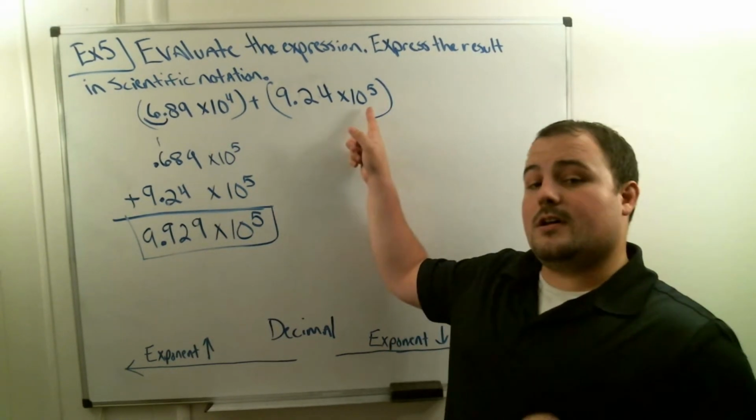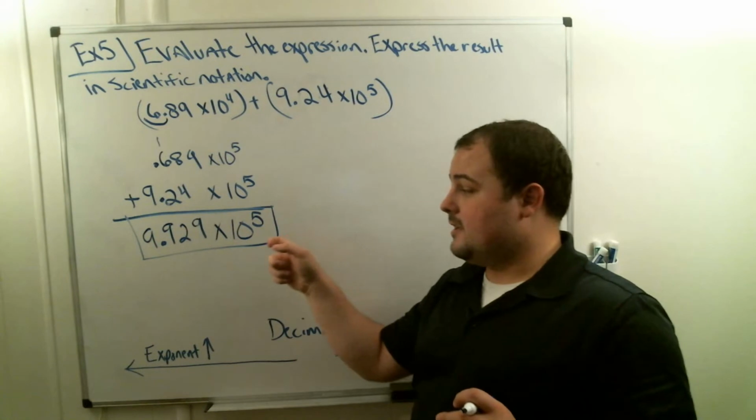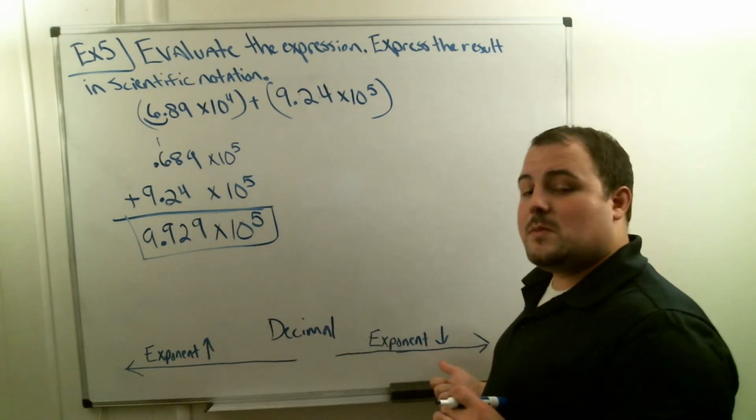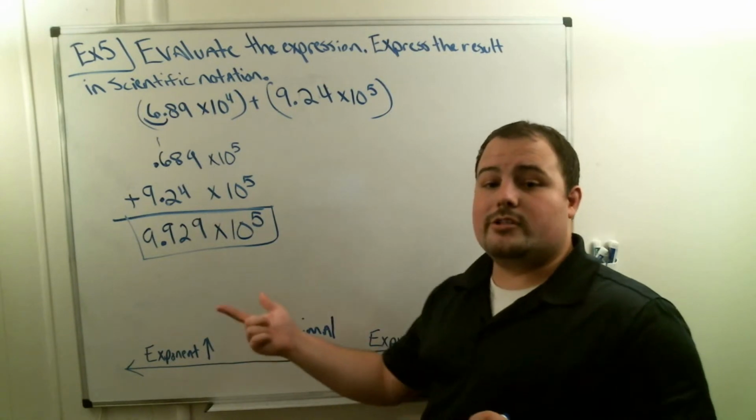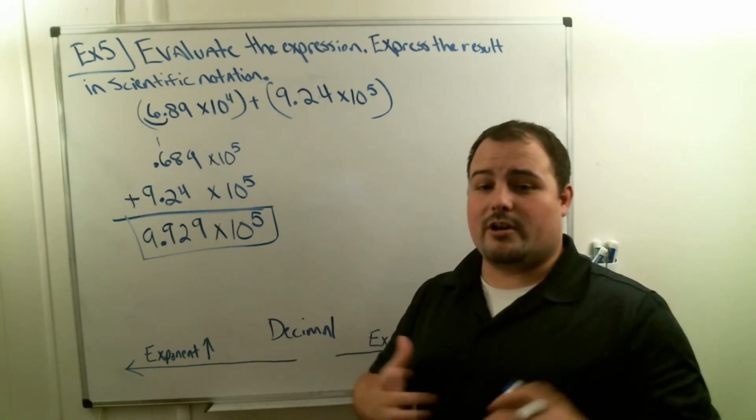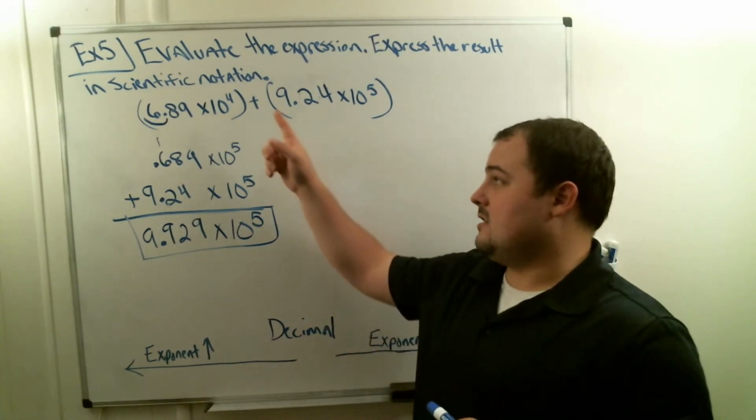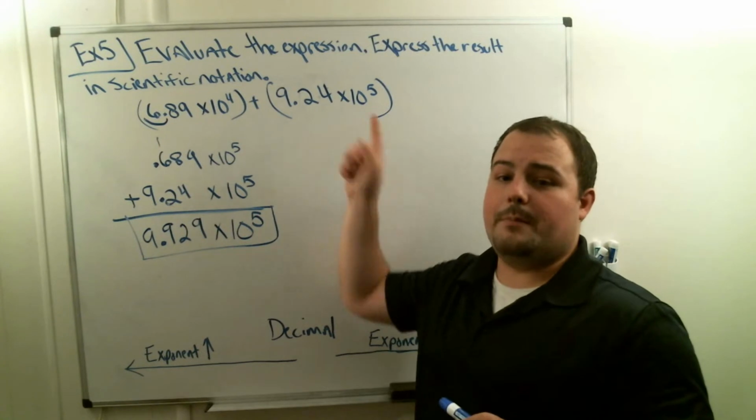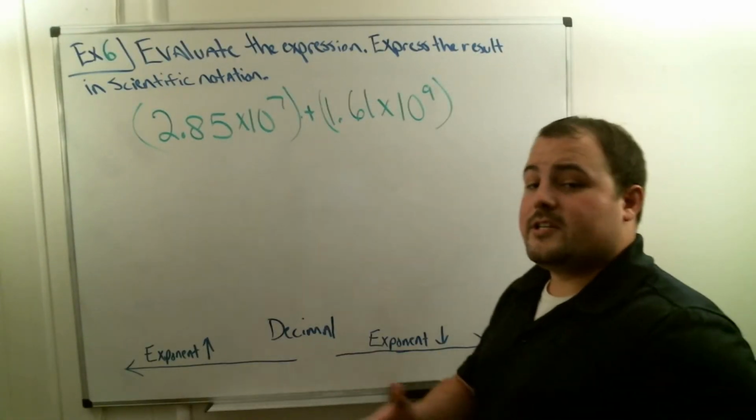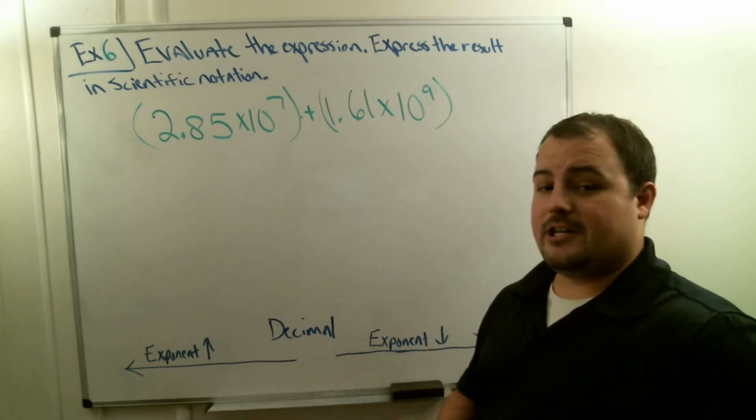If you move the smaller exponent up to the larger exponent, typically you automatically get it in scientific notation. If you move the larger exponent down to the smaller exponent, then usually you have to do another move at the very end to bring it back to scientific notation. So I highly recommend that you take the smaller exponent and move it up to the bigger exponent. In our next example, example 6, we're still going to be adding numbers that have different exponents.